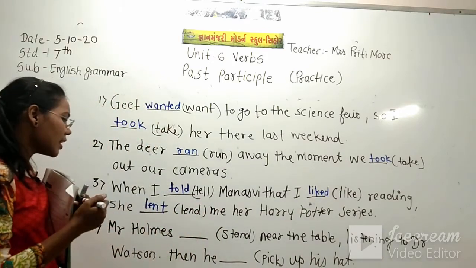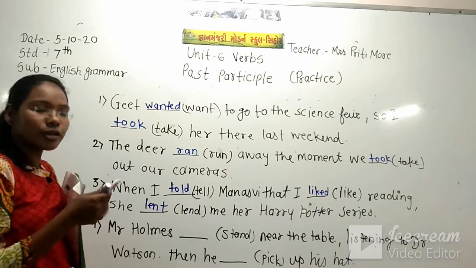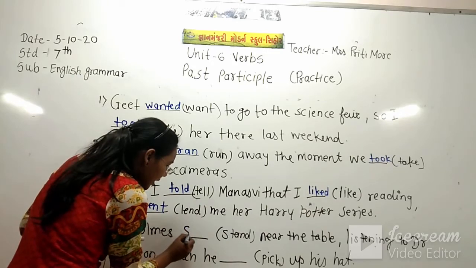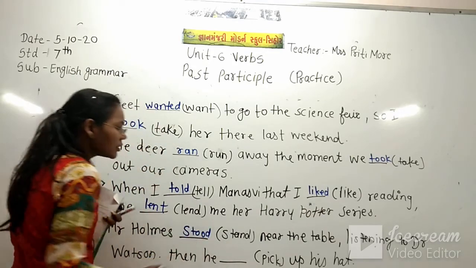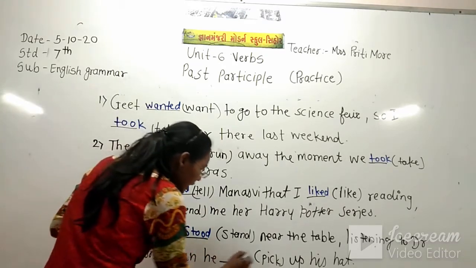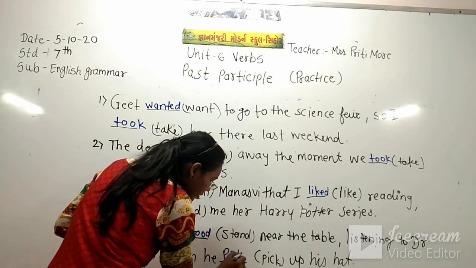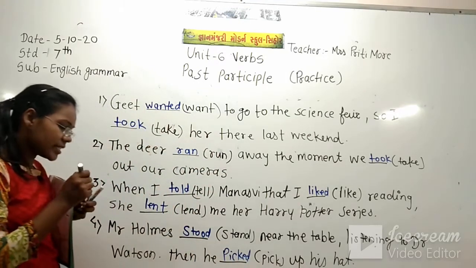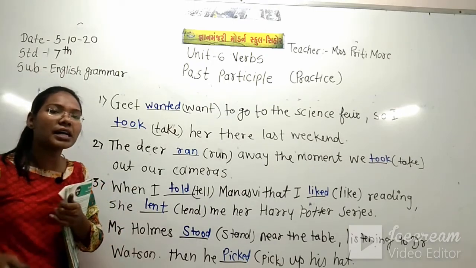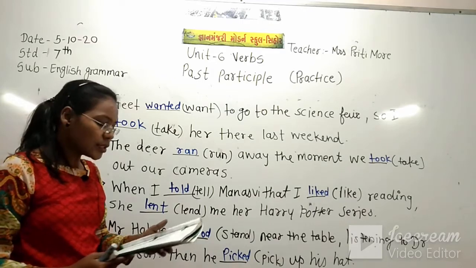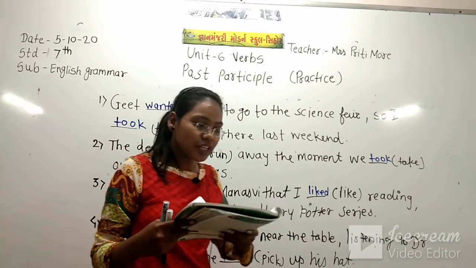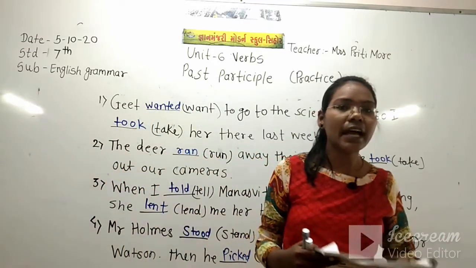Now how many verbs are there in the bracket? There are two verbs in the bracket. So Mr. Holmes, the second form of stand is stood, near the table listening to Dr. Watson. Then he picked up his hat. Here we have completed the 4 sentences by using the past form of the given verb. So you note down all these 4 sentences in your notebook. Then we'll complete sentence number 5 and 6.